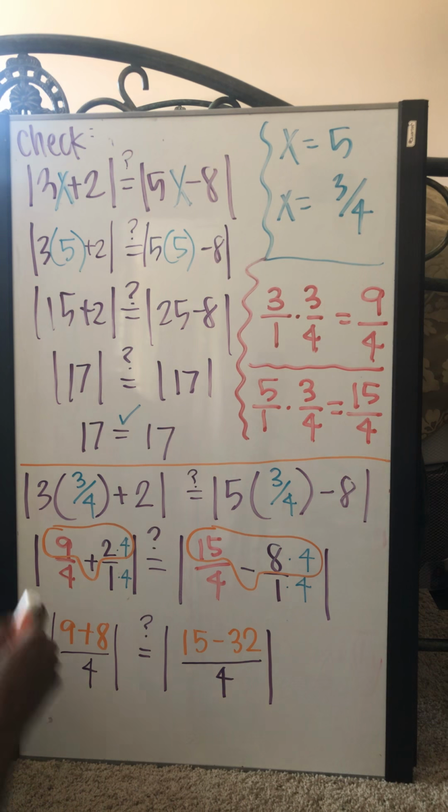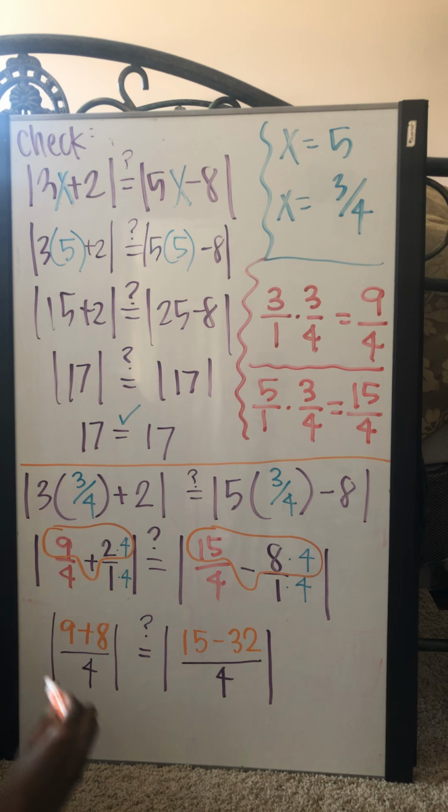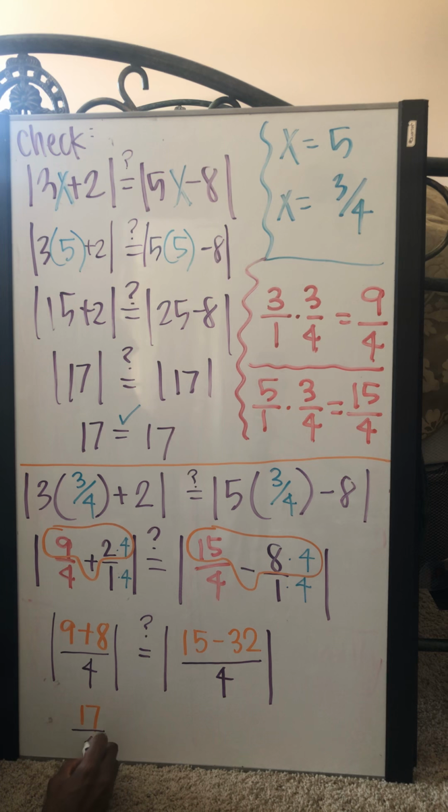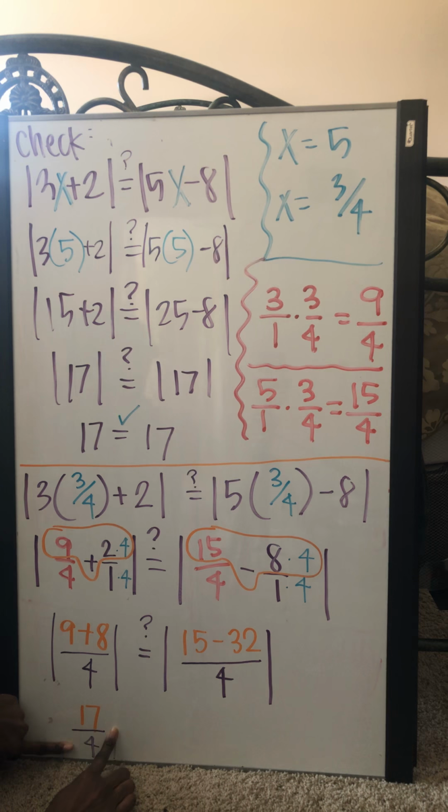Okay, if we add this 9 and 8 together, we get 17 over 4. And we would have the absolute values there, but remember, all the absolute values do is make it positive, so that's actually just going to go away. I'm just erasing it now because I don't have any more space left over. And now let's see if it actually equals the other side.